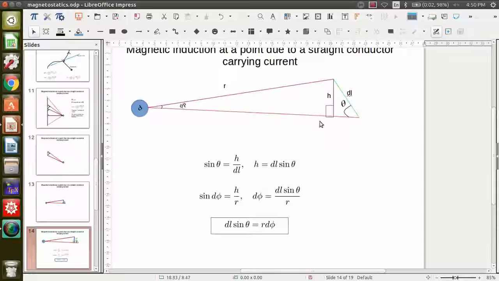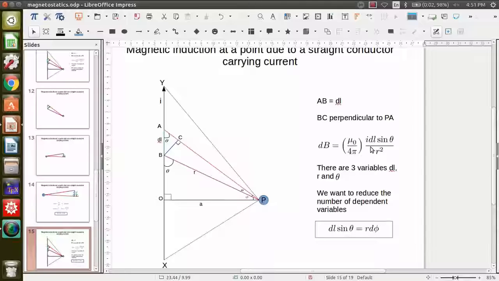dl is sitting over here, which depends on h. Now we want to define this in terms of d phi. Now sine d phi is given by perpendicular, which is h, by hypotenuse, which is here r. As this d phi is extremely small, we can take sine d phi as just d phi. So d phi is given by h, and I have to substitute over here dl sine theta, by r. So dl sine theta is given by r d phi. Now in a sense we have written dl sine theta in terms of phi, but we still have one more variable which is r.